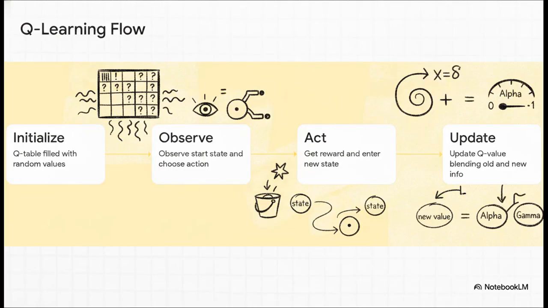So, let's see how this all builds into the famous Q learning algorithm. Basically, the agent builds a Q table to track the value of its actions. After it acts and gets a reward, it updates the Q value for that action. For the exam, you've got to remember the core logic of this update equation. It takes the old value and adds a portion of the learned value, which is just the immediate reward plus the discounted maximum future reward. This blending of old and new information is controlled by your learning rate, alpha, and your discount factor, gamma.